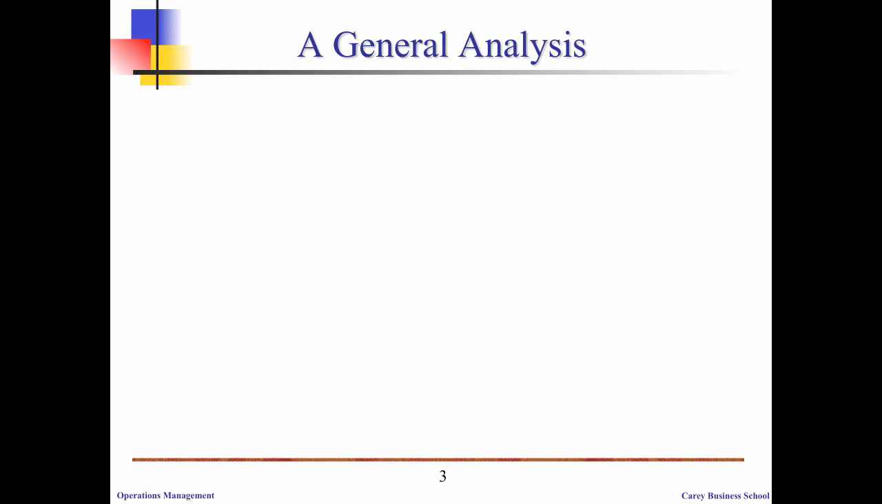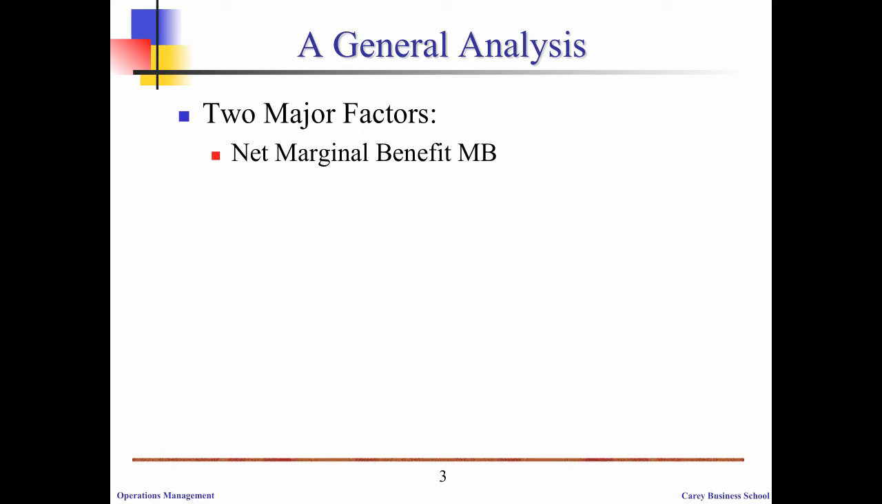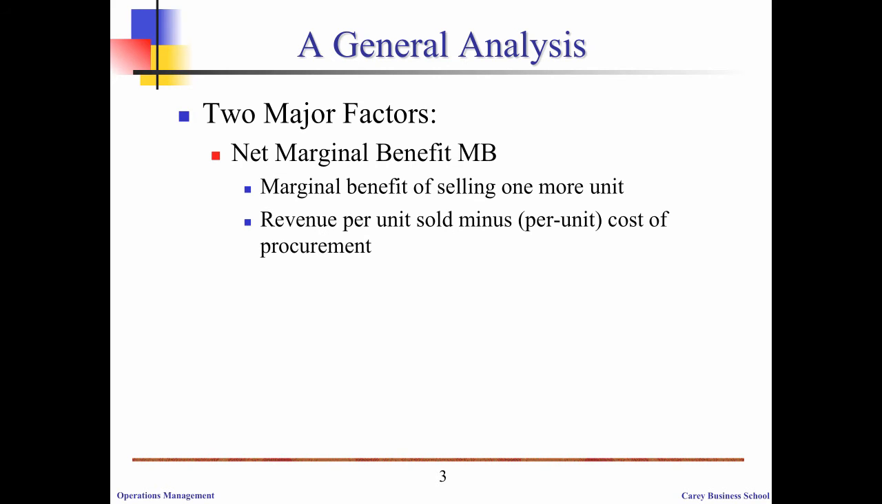Consider what happens when we increase Q by 1 unit. There are two major factors that have to be balanced. There is some benefit of increasing the order size. This must be true because there's a benefit of selling one more unit. This is simply the revenue per unit sold minus the procurement cost.